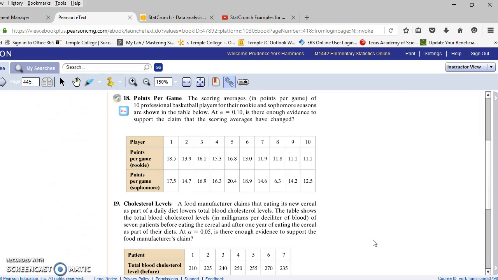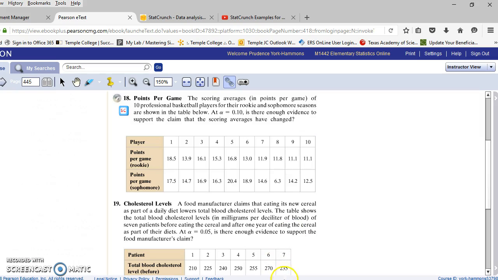It takes a little longer to get through these problems because we're trying to identify the null and alternative hypothesis. I'd like to look at question number 18, mainly because I can open it in StatCrunch and we can do the work. It says the scoring averages in points per game of 10 professional basketball players for their rookie and sophomore seasons are shown in the table below. At alpha equals 0.10, is there enough evidence to support the claim that the scoring averages have changed?